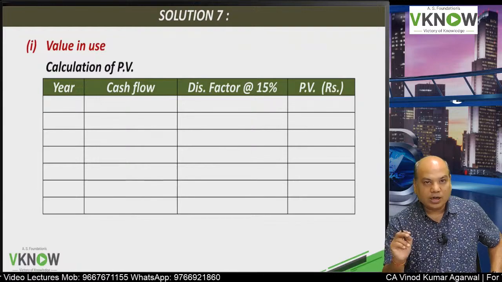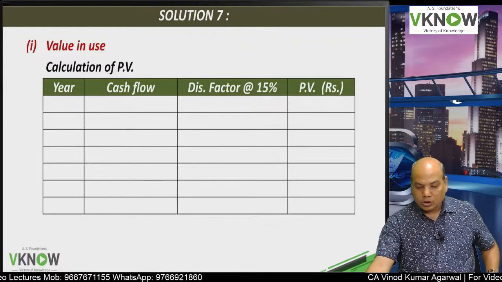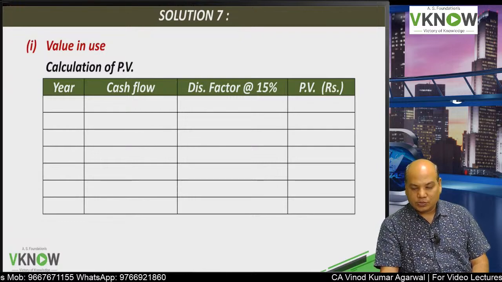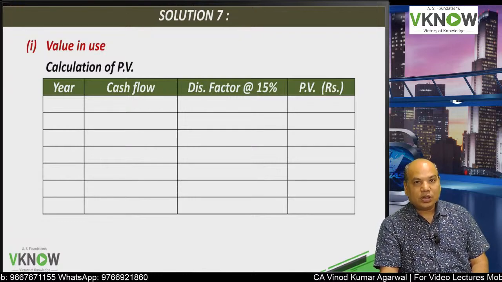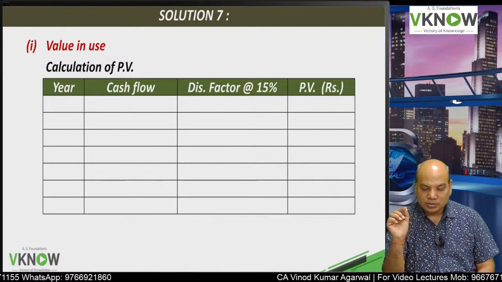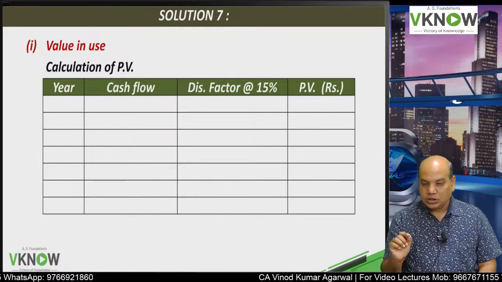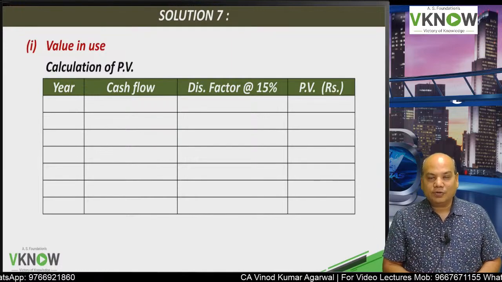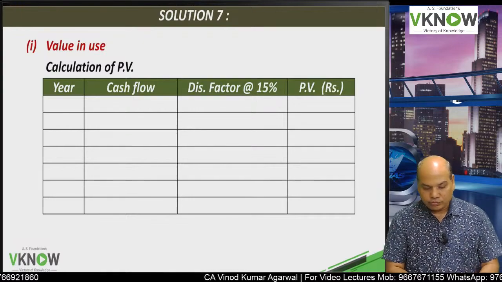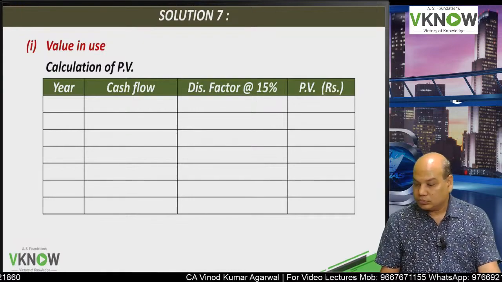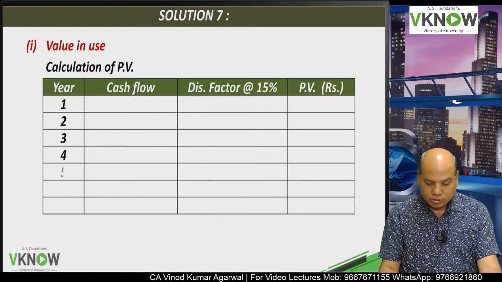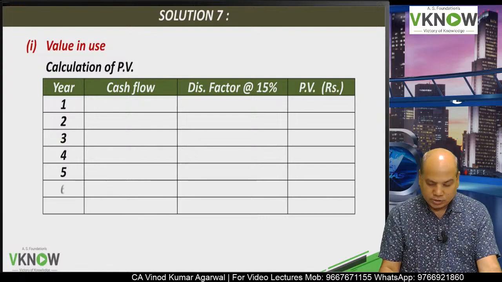So write down first value in use. Value in use means calculation of present value of future cash flow. In this question discounted at 15%. So our table will be year, cash flow, discounting factor at 15% and present value. Is it right? So first we will write down year 1, 2, 3, 4, 5, 6.